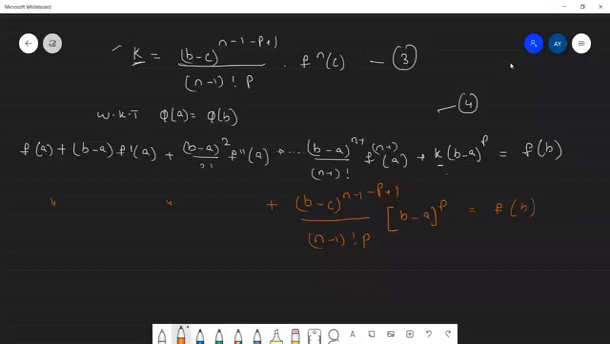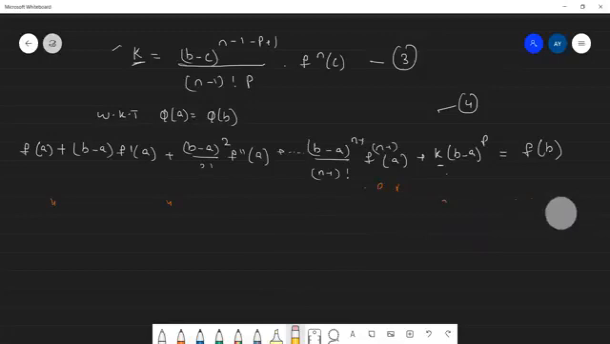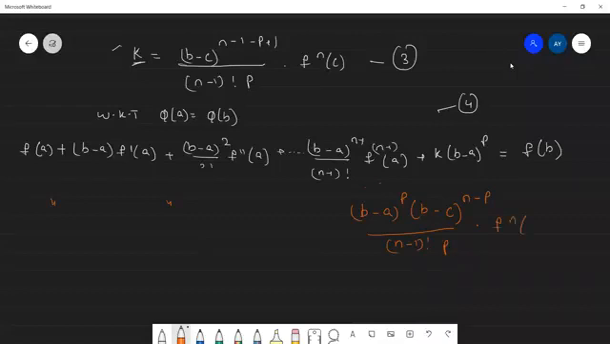So now this minus 1 and plus 1 get cancelled. So what is it that you have? n minus p. I'll just rub this and write it again. So what is the term you'll have? After substitution, you'll have (b minus a) whole power p into (b minus c) whole power n minus p, by (n minus 1) factorial, into p into f power n of c.